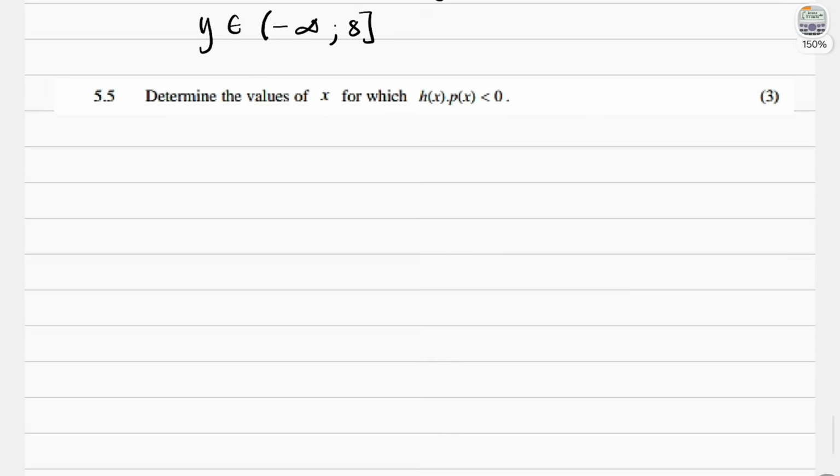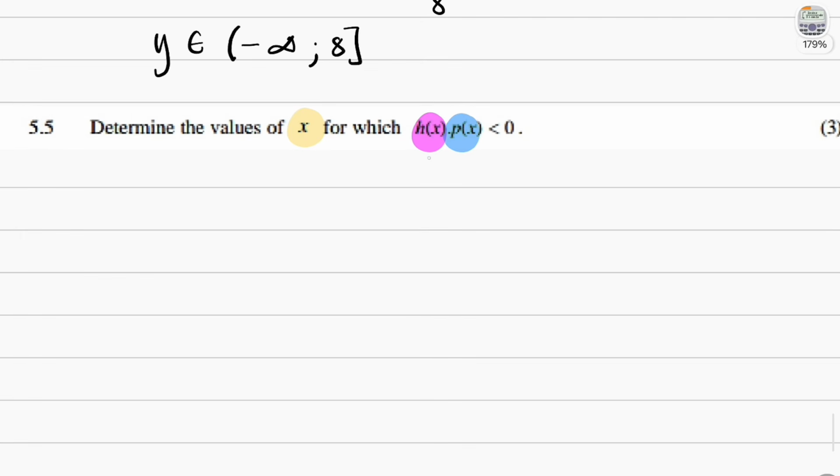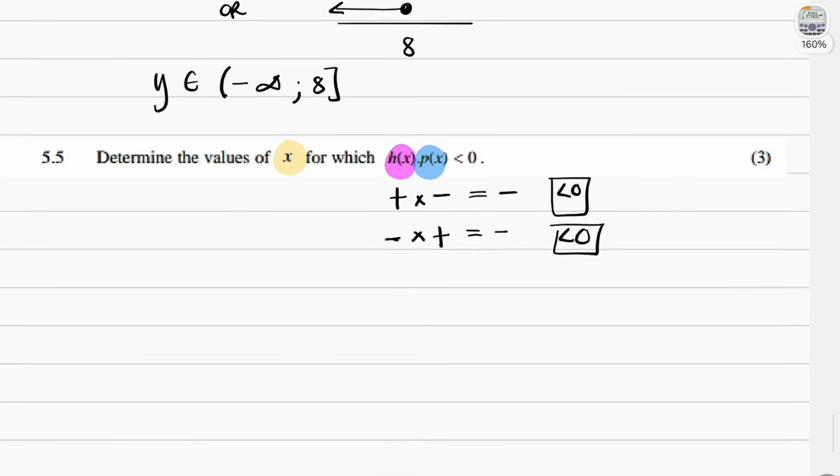Question 5.5 says, determine the values of x for which h of x multiplied by p of x is less than 0. When they say h of x and p of x, they're referring to the y values of these functions. So how do we get a value less than 0? Well, if h of x has positive values and you multiply it by p of x values which happen to be negative, we will get a negative value, which is less than 0. Also, if h of x happens to be negative and we multiply it by p of x y values which are positive, it will give us a negative again, less than 0. So this is what we need to look for in our graph.